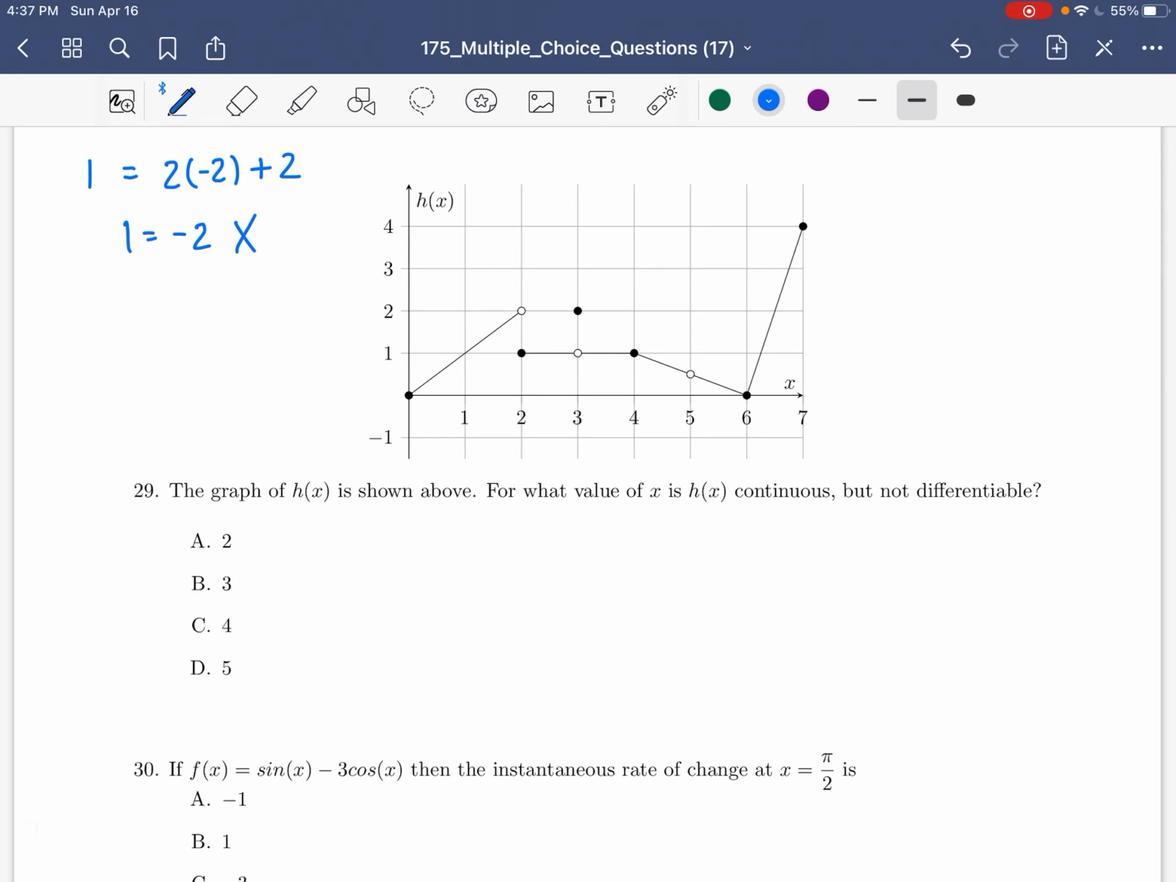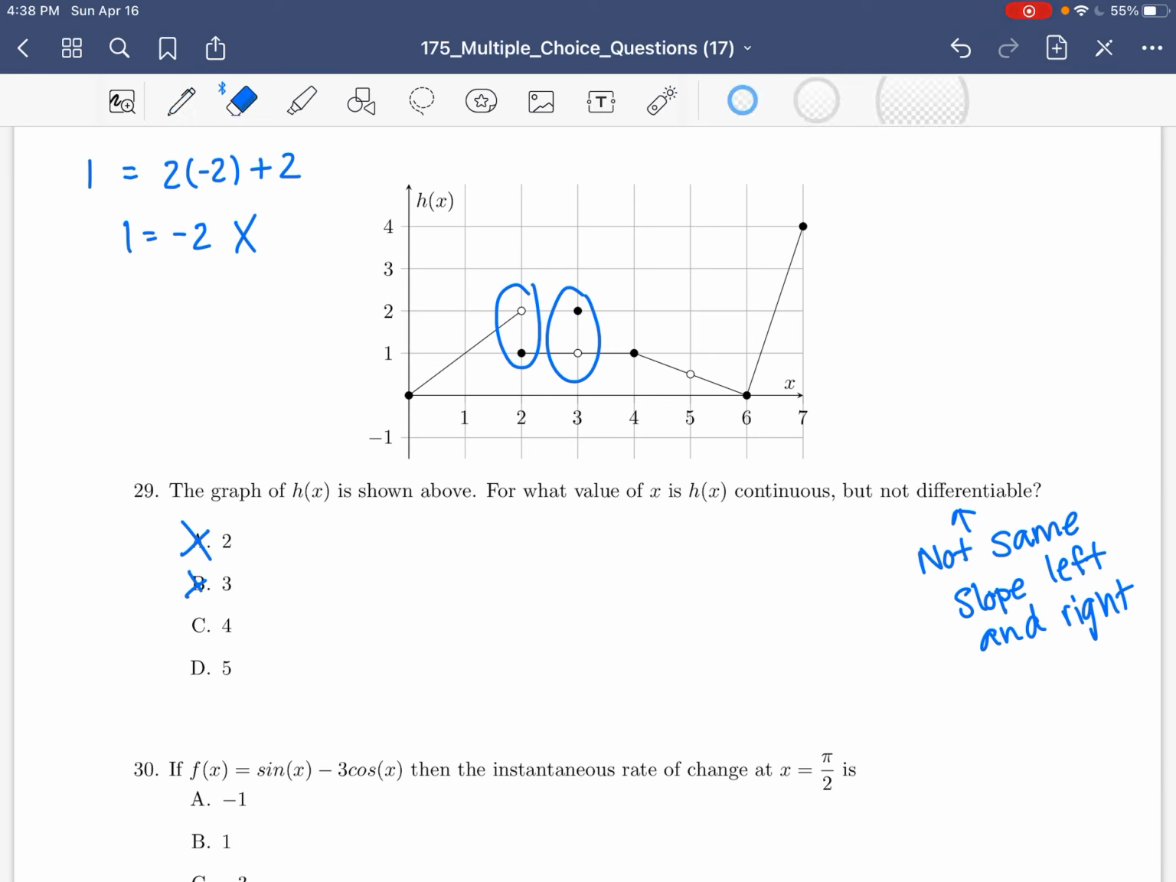29 wants to know where this is continuous but not differentiable. So this just means not the same slope from the left and the right. So let's just look at each of these points. So let's look at x equals 2. Looking right here, it's not even continuous, so it can't be A. Then 3: not continuous. So the limit exists, however the point is not the same, so not continuous.